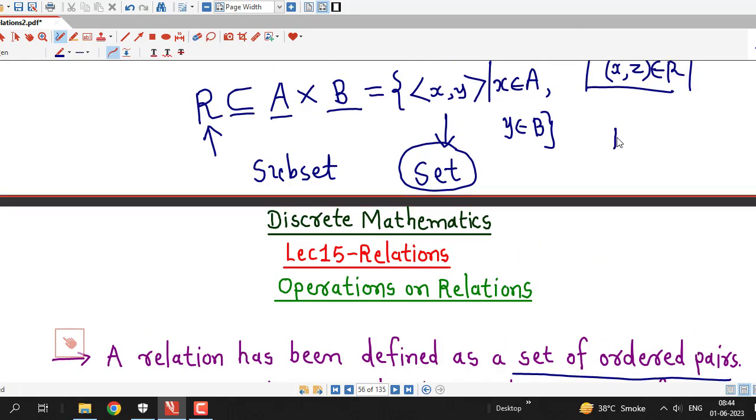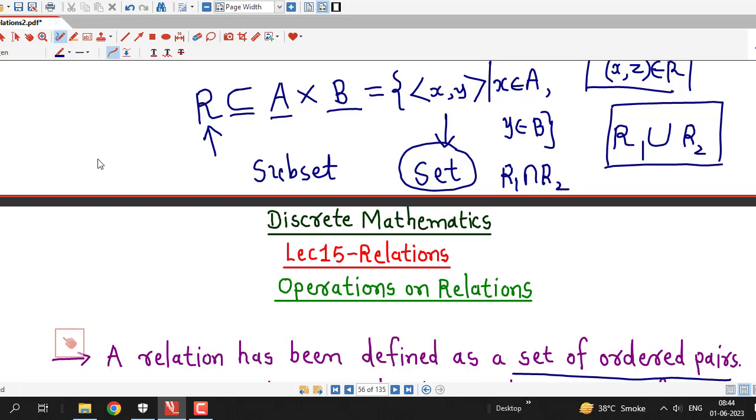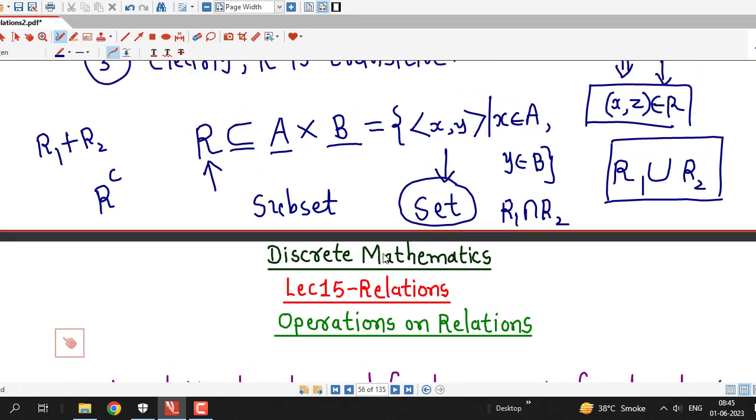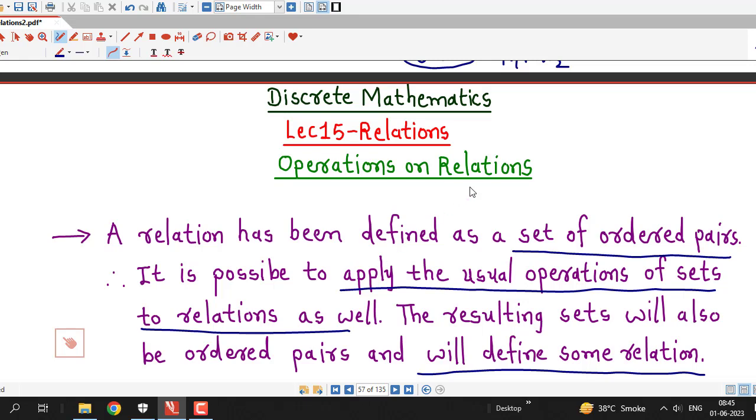For example, if I have two relations, say R1 and R2, then they are subsets, therefore they are sets, and I can talk about the union of these two relations. This new set will also define a relation. Similarly, we can talk about the intersection of two relations R1 and R2, the complement of a relation, the difference of relations, and the symmetric difference of relations. All the operations which we have discussed in set theory, we are going to discuss for relations here, because relations are themselves sets of ordered pairs.